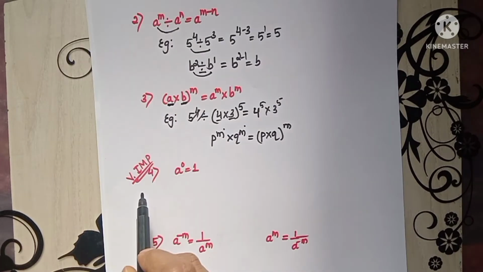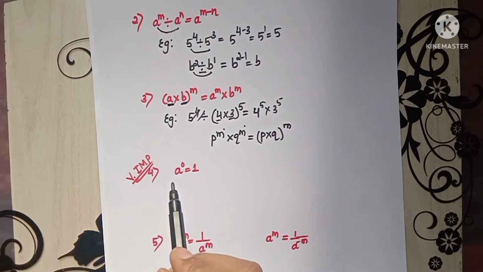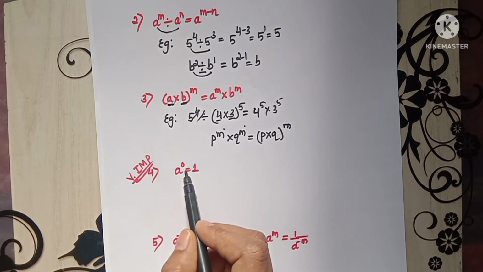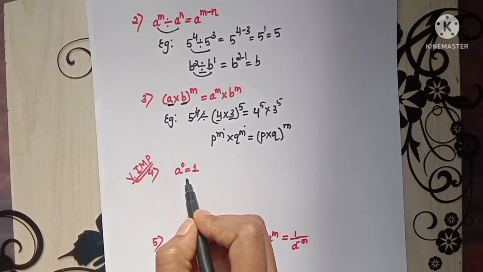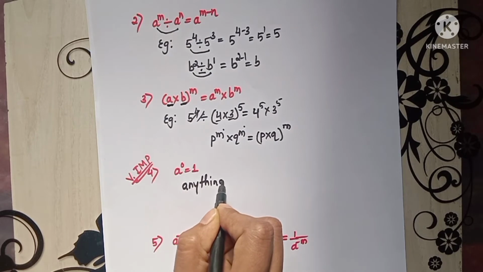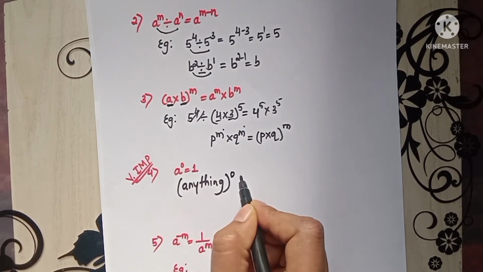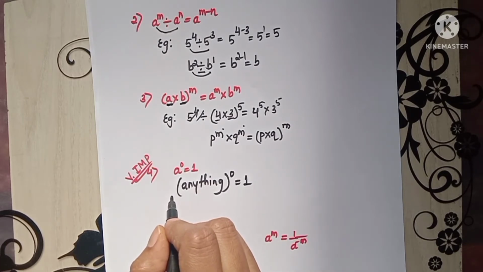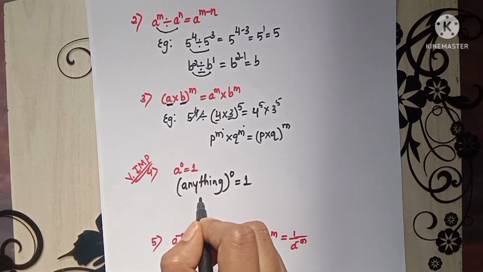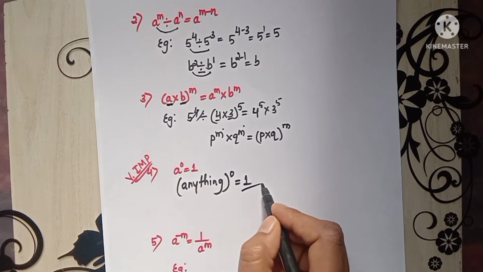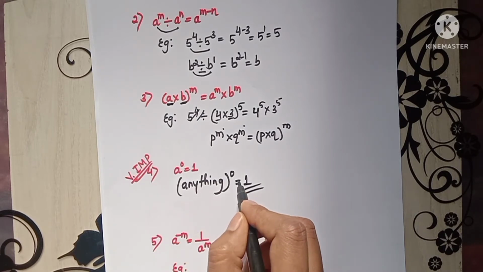Right? Okay. Fourth one. Here fourth one is very very important. Here we have a to the power 0 is equal to 1. Why is it 1? In mathematics, anything to the power 0 is always 1. This may be a rational number, an irrational number, or any number. So any number to the power 0 will be always 1. Remember that. Anything to the power 0 will be always 1.